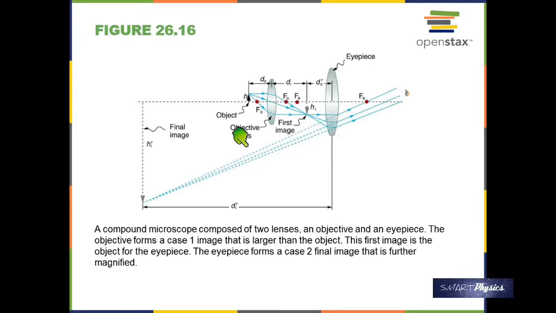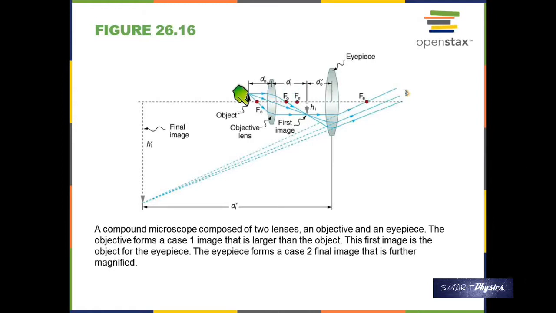So what's important is 2 or 3 points I'm going to summarize. Number one, the object must be kept just outside the focal point of the objective. Number two, the image produced by the objective must be inside the focal point of the eyepiece. Number 3, the image by the objective acts as the object for the eyepiece. All right?